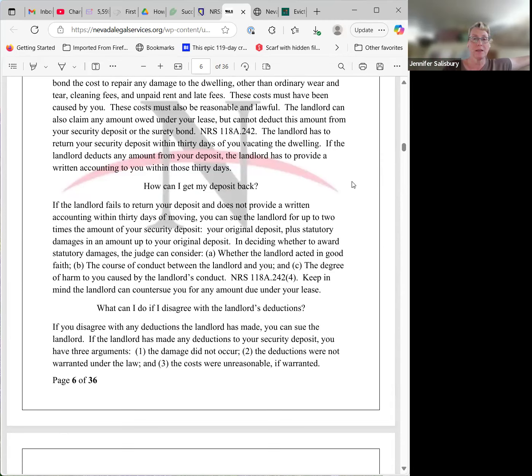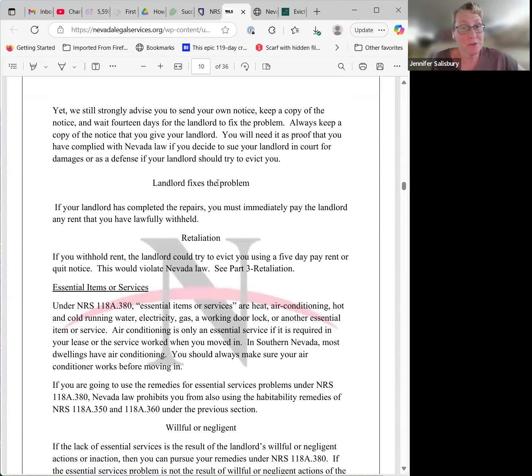Okay. Remedies if the landlord does not fix the problem: repair and deduct, condemnation. I'm not going to go into all of this. So if the landlord fixes the problem, if they complete the repairs, you must immediately pay the landlord any rent that you lawfully withheld. Okay, fair enough.